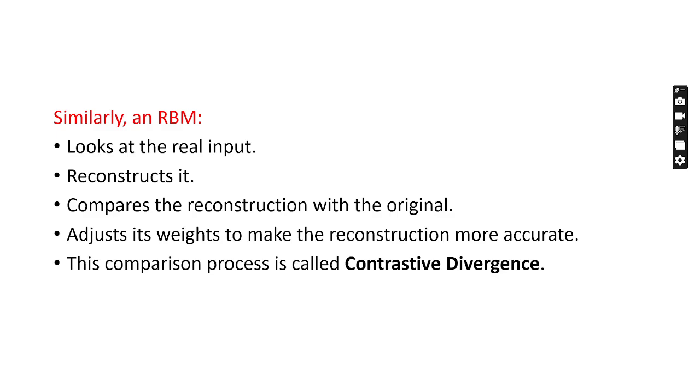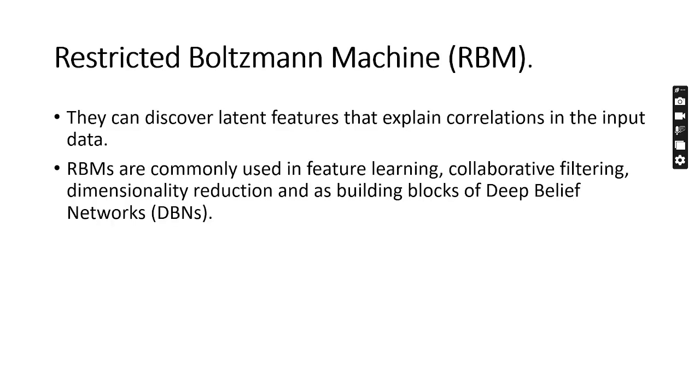Similarly, the RBM does the same thing. It takes the real input, reconstructs it, compares the reconstruction with the original, and adjusts its weights to make the reconstruction more accurate. This comparison process is called contrastive divergence. This is very important in the RBM for the learning phase, so it can discover latent features. From the input data, it learns latent features that explain the correlation in the input data.